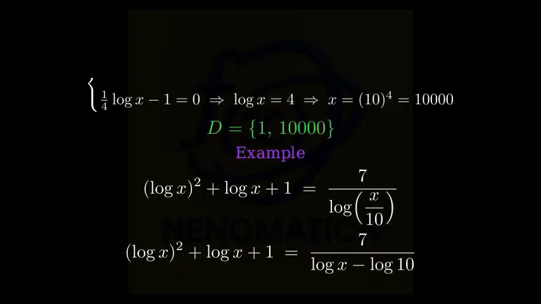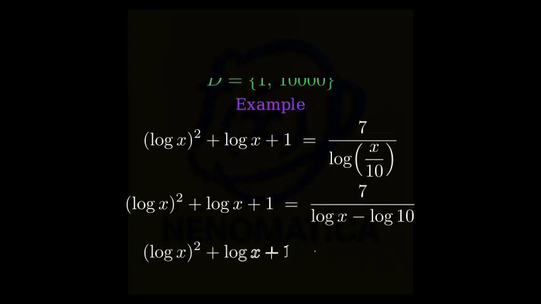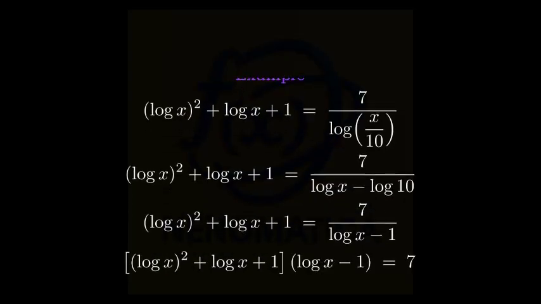Step 2. Evaluate log 10, which equals 1 in base 10. So the denominator becomes log x minus 1. Step 3. Multiply both sides by log x minus 1. The left becomes the product of a quadratic in log x and log x minus 1, and the right becomes 7. Step 4. Expand the product.